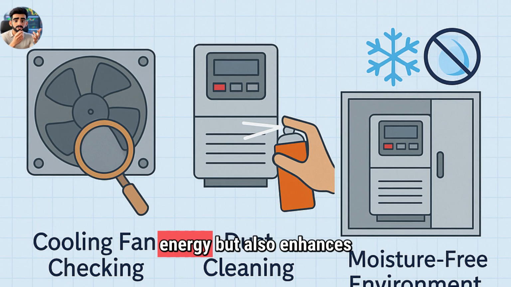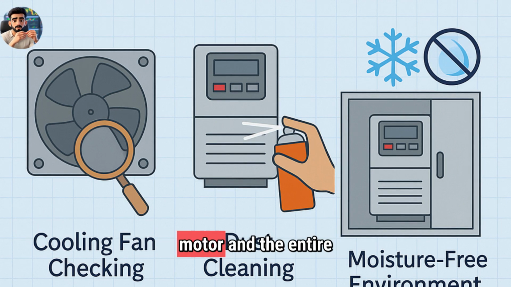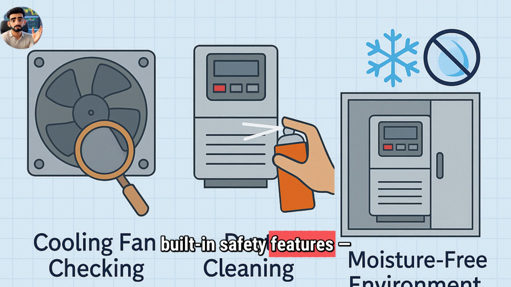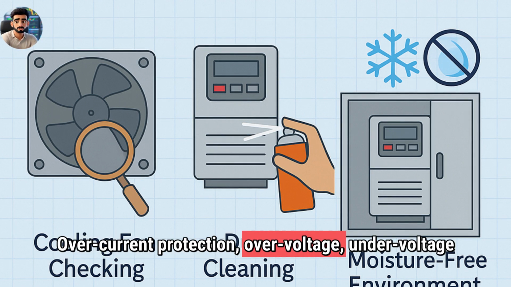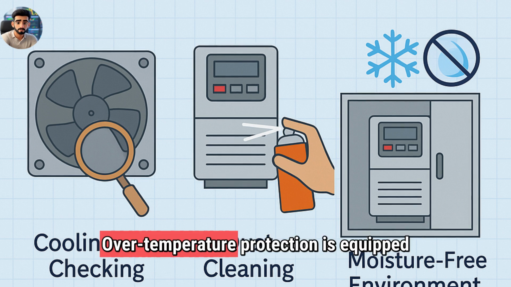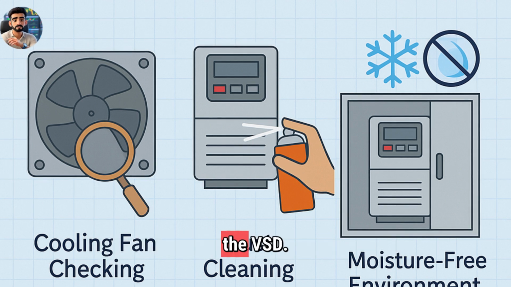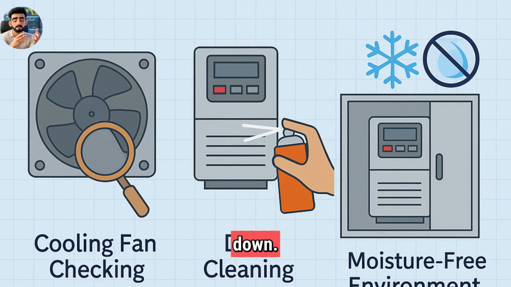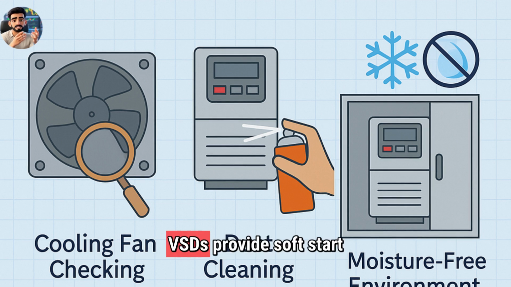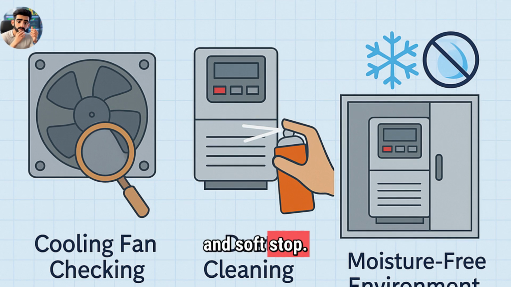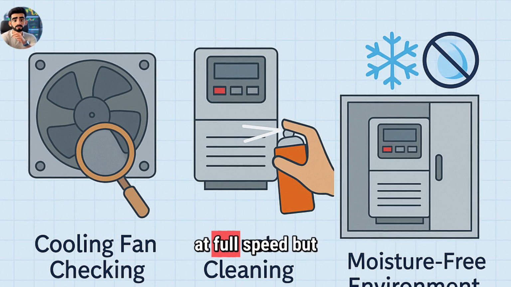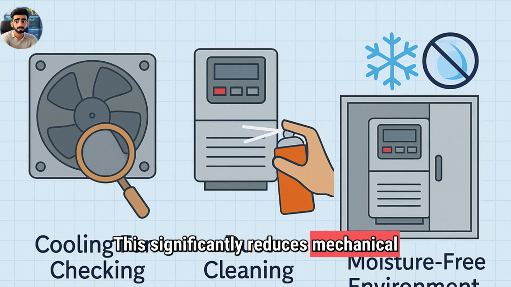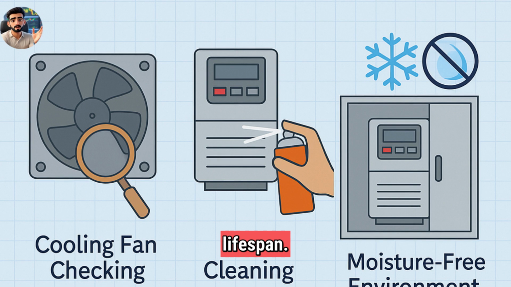VSD not only saves energy, but also enhances the safety of the motor and the entire system. VSDs come with several built-in safety features: overcurrent protection, overvoltage, undervoltage protection. Overtemperature protection is equipped with temperature sensors inside the VSD. If the drive starts overheating, it either reduces the load or shuts down. And most importantly, VSDs provide soft start and soft stop. This means the motor does not start suddenly at full speed, but gradually reaches the desired speed. This significantly reduces mechanical stress on the motor and machine, increasing their lifespan.